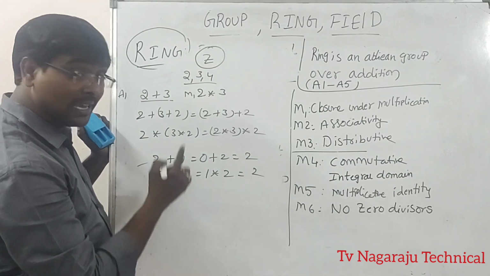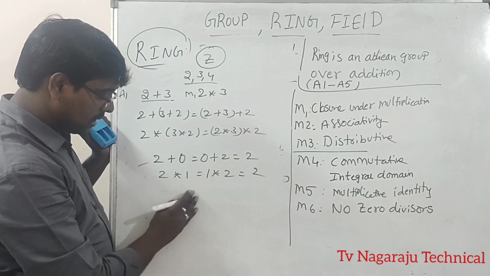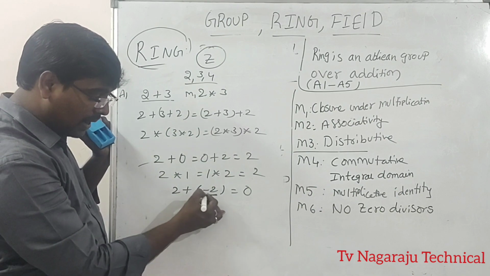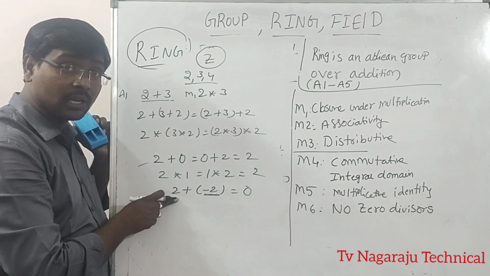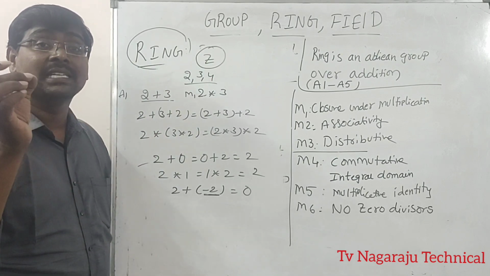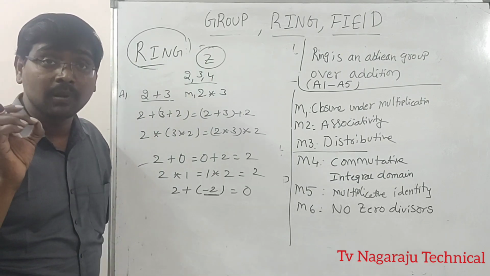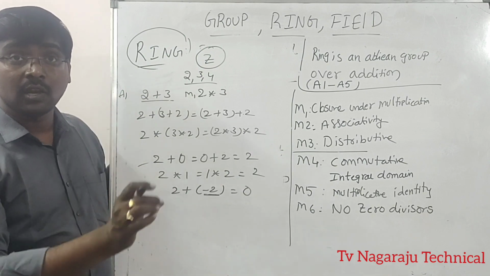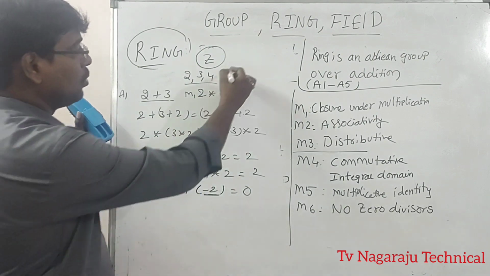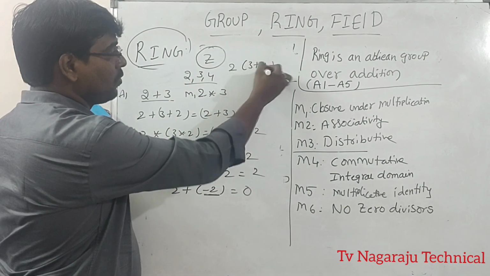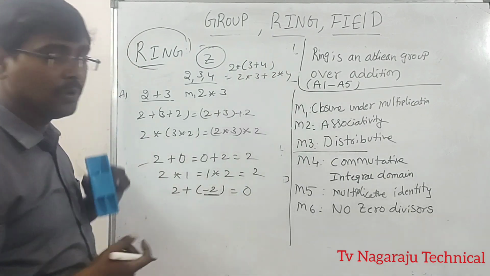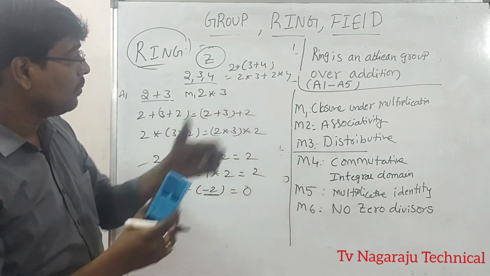Next property, inverse. For example, 2 plus minus 2 is equal to 0. So, minus 2 is the inverse for addition. Remember, for the ring, multiplicative inverse is not required. Only addition is required. Now, distributive: 2 into 3 plus 4 is equal to 2 into 3 plus 2 into 4. Distributive is also satisfied.